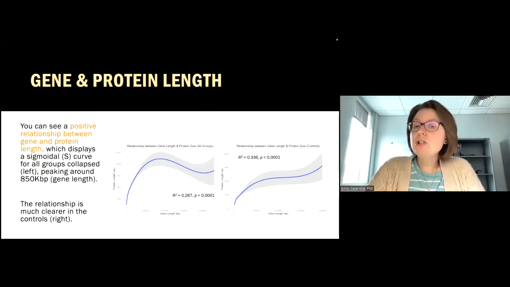Now, if we pull out just the controls, because the graph to the left is all 5 of our groups smushed together, but we want to look at the controls in particular. We want to see what the genome is normally doing. And so we can see that there's a much better agreement on the right-hand graph. Every time a gene gets bigger, the protein probably is going to get bigger. There's an agreement between those. So that's our control group.